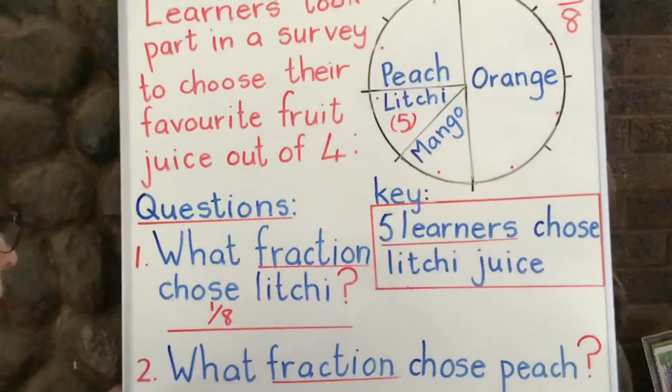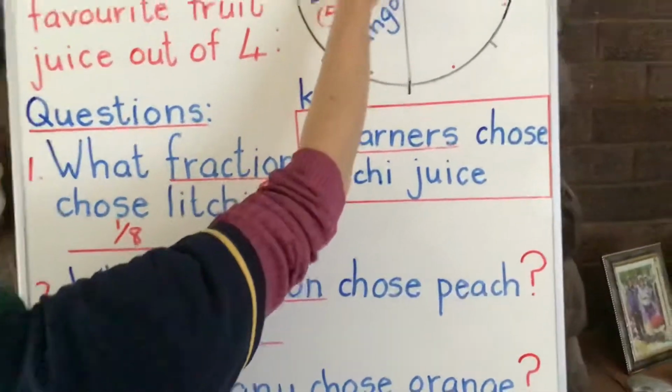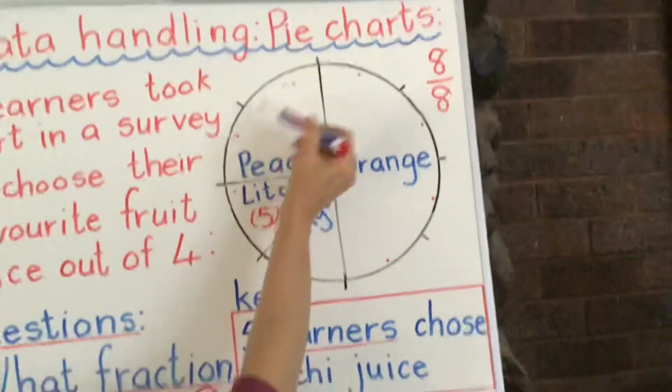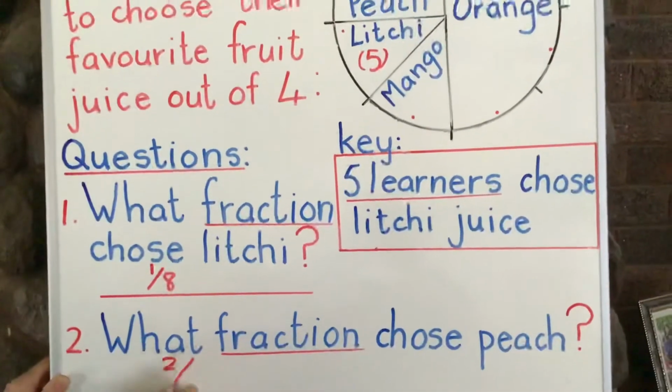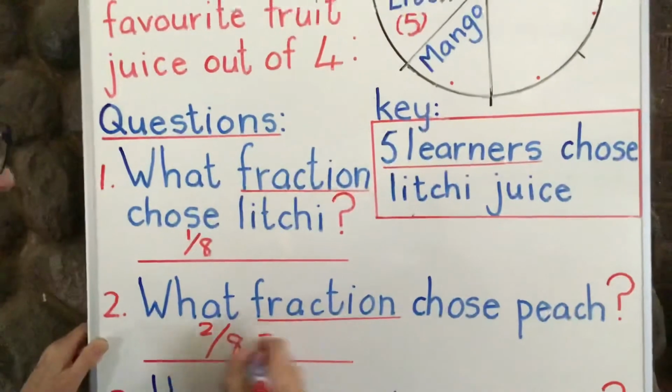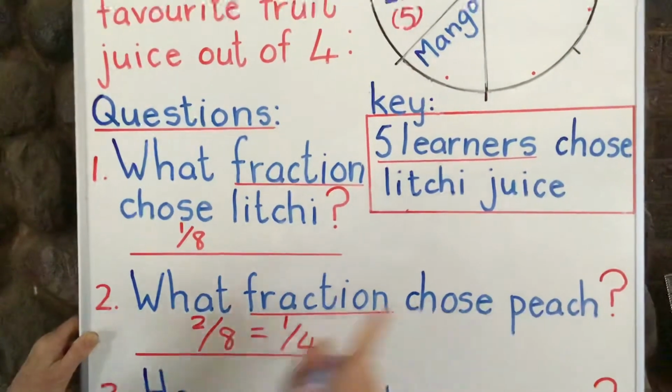All right. Number 2, what fraction chose peach? Okay, how many of the slices? It was 2 slices there, portions out of 8. So it was 2/8. Now we also know that 2/8 is the same as 1/4. That's right. Right, they chose peach.